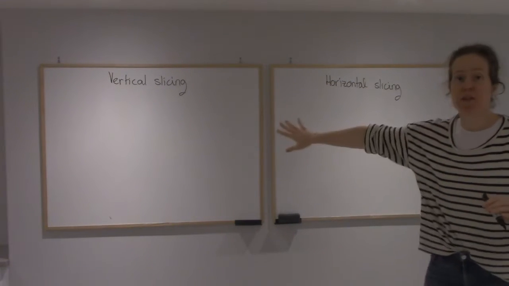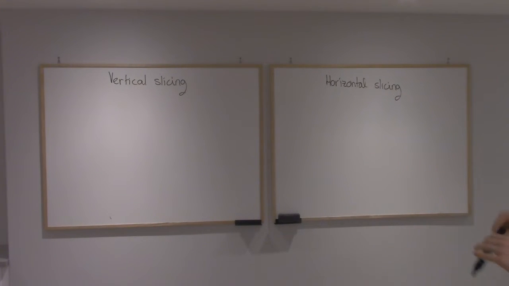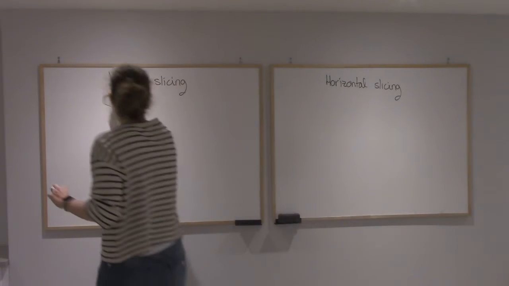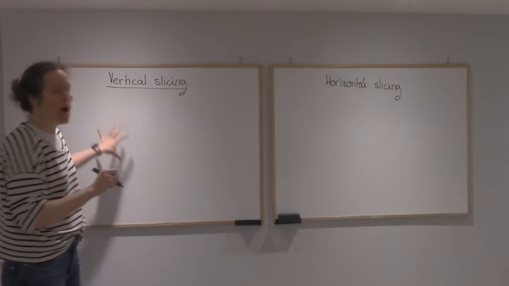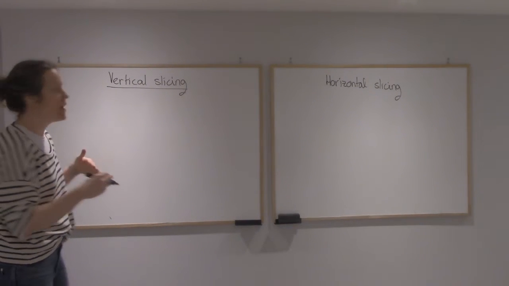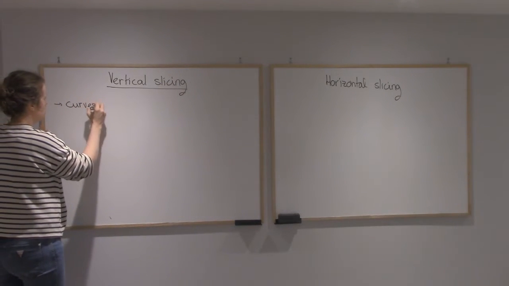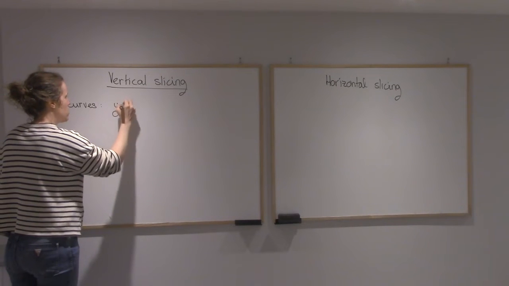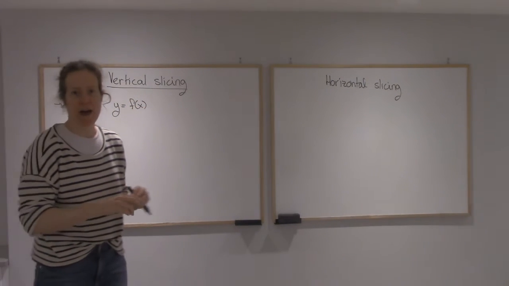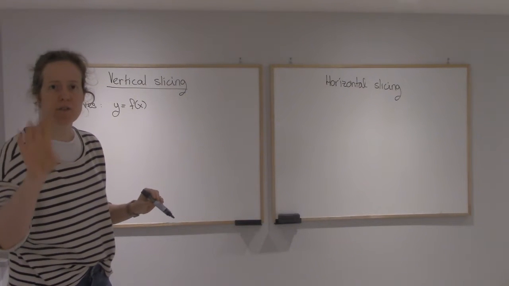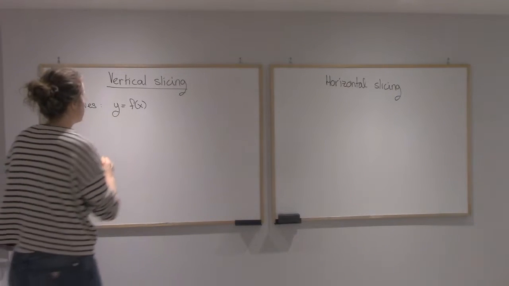So let me put everything about vertical slicing on this first board, everything about horizontal slicing on the second one. First of all, the picture is slightly different. In this case, the curves are given as y equals f of x. That means if it's not exactly given to you that way, you need to first isolate y to use this method.